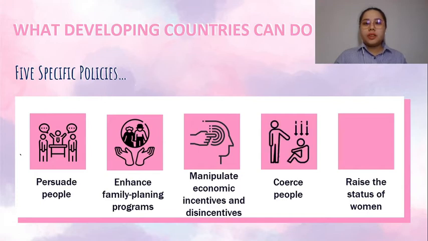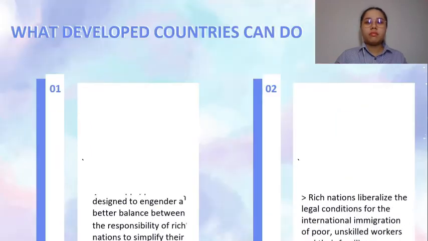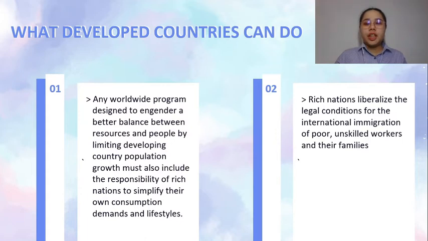Fourth is to coerce people into having smaller families through the power of legislation and penalties. But obviously, it is unethical and people will not accept it. Last is to raise the social and economic status of women, which is the most effective way of controlling fertility. When a woman is economically independent, she is in a better position to exercise control over the choice of partner and timing of marriage. Next, what developed countries can do.